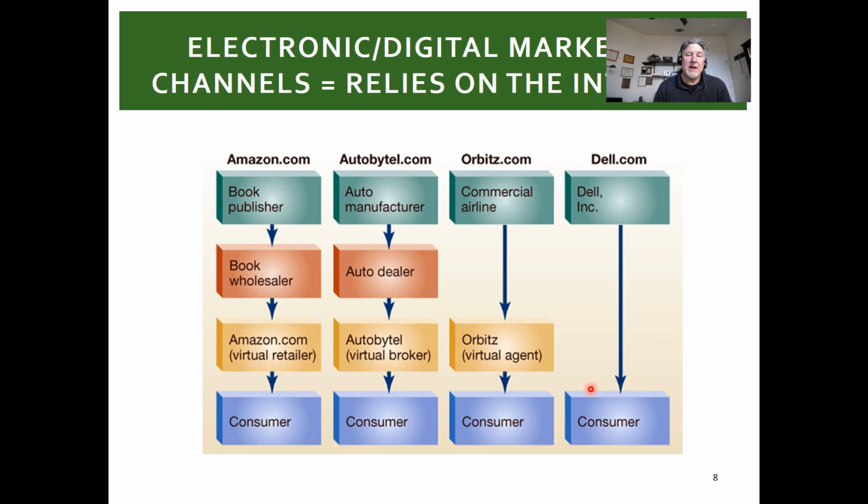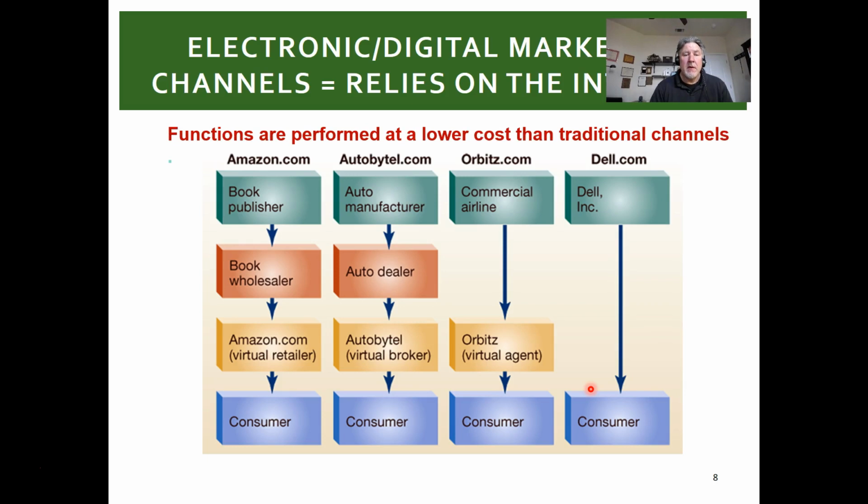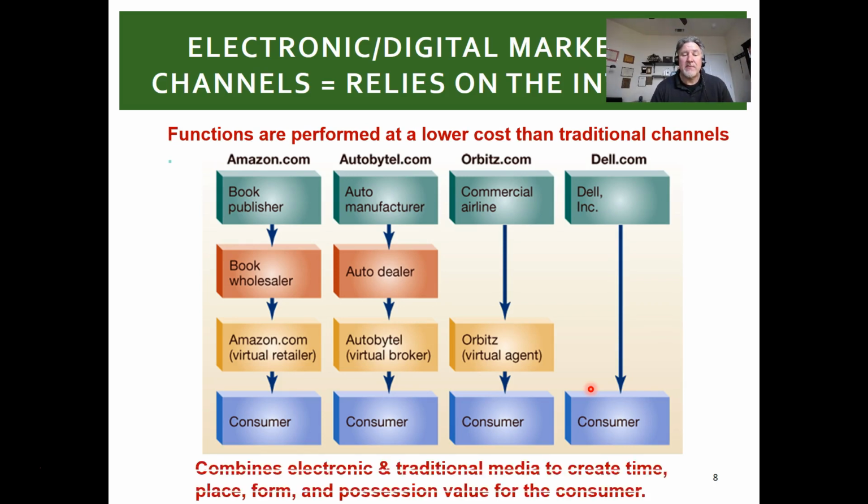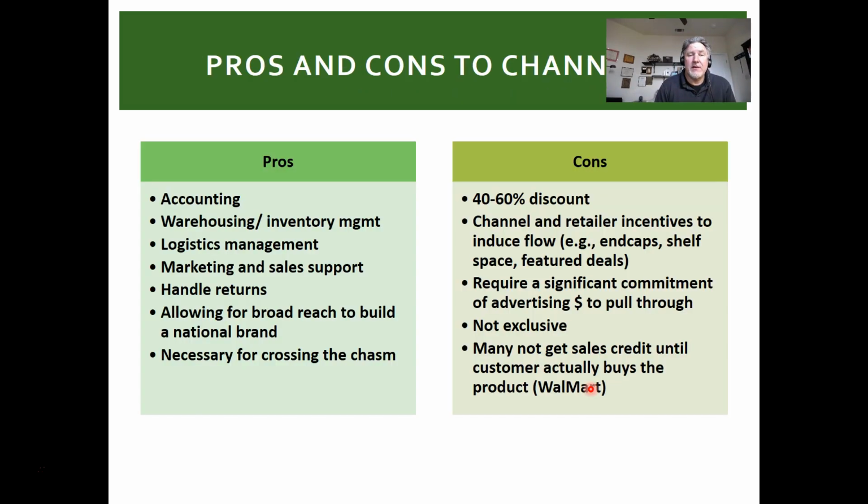But the beautiful thing about digital is you can perform things at a lower cost than a traditional channel, which makes it very attractive. And it combines both electronic and traditional media to create time, place, form and possession value for the consumer. I love the best example of doing that, and we can look at Amazon, Spotify, you could even look at what Tesla is doing these days relative to the internet.